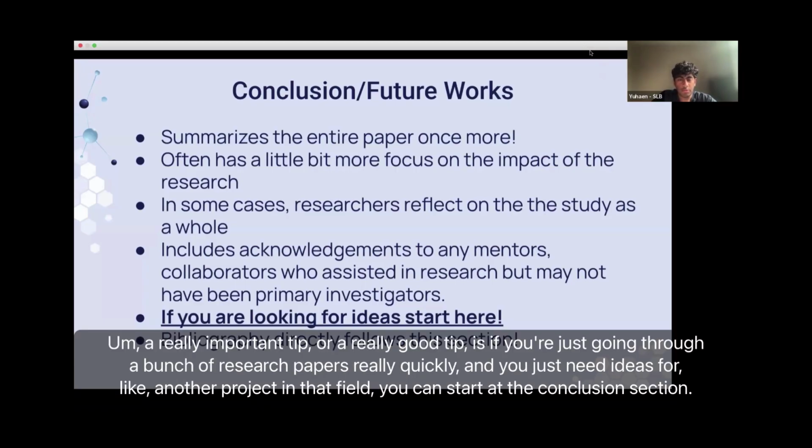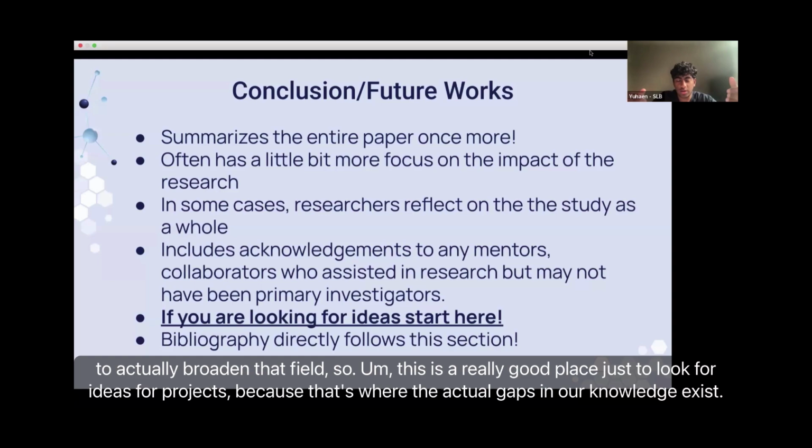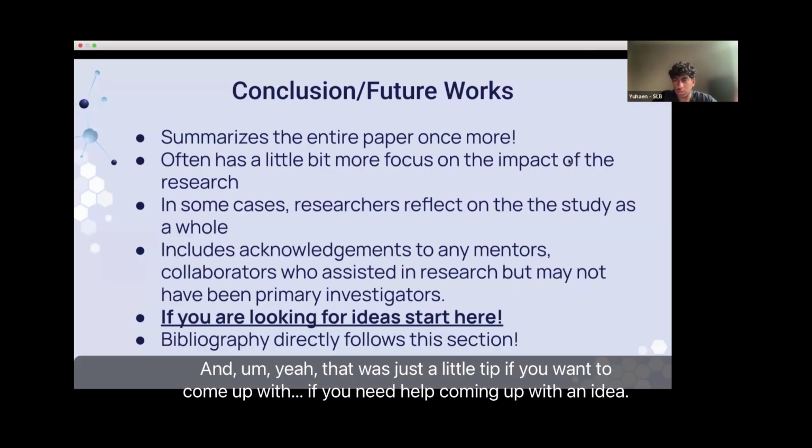But a really good tip is if you're going through a bunch of research papers really quickly and you need ideas for another project in that field, you can start at the conclusion section, because this is where they talk about future work that they will do or that they need to do to actually broaden that field. So this is a really good place to look for ideas for projects, because that's where the actual gaps in our knowledge exist, and that's where researchers acknowledge that. So this is why the conclusion is super important. And yeah, that was just a little tip if you need help coming up with an idea.